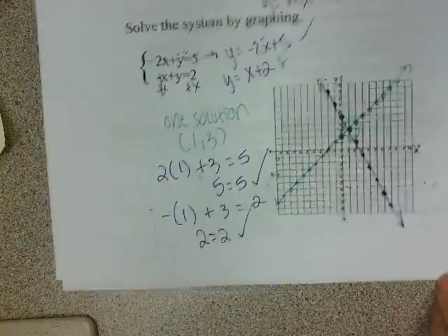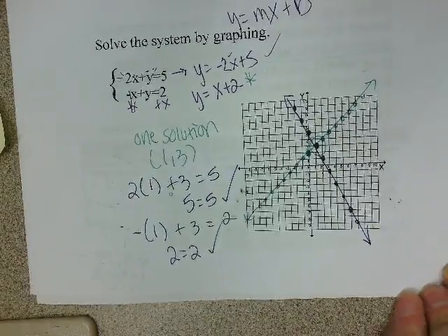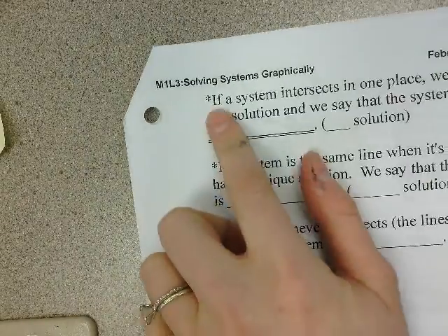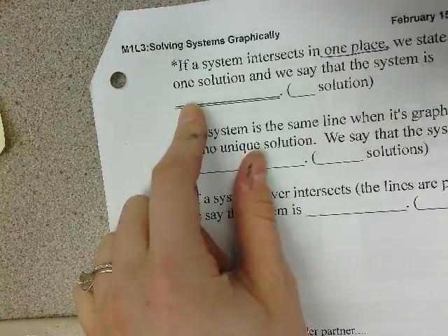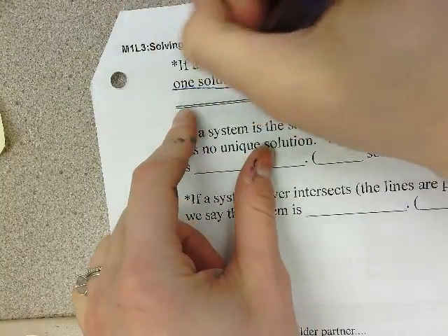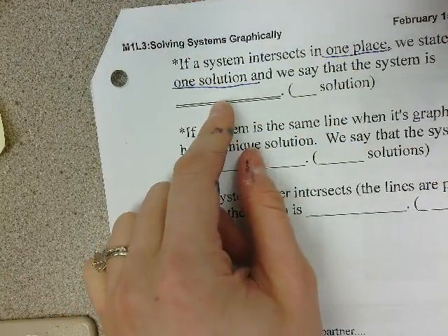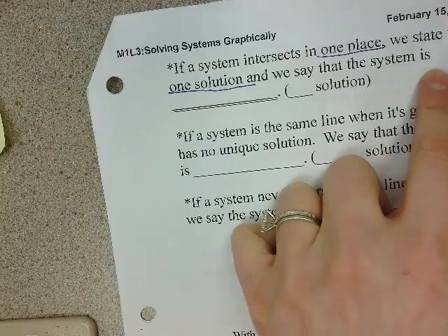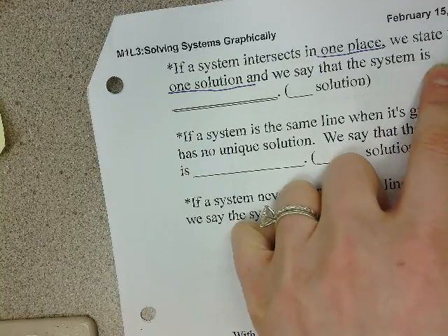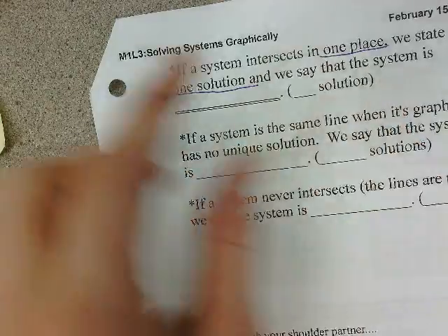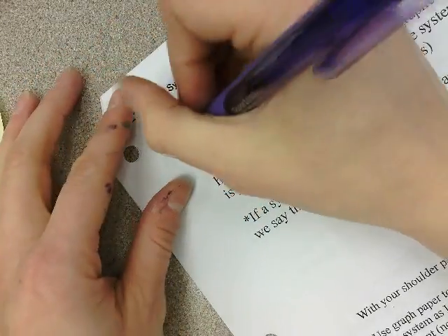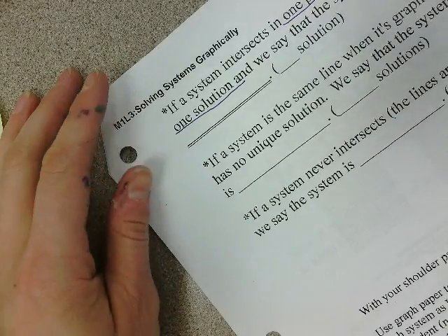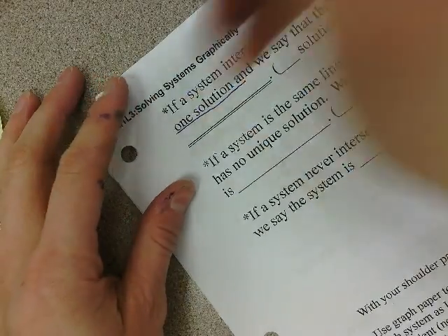What's the next page? Okay. See if I remember all my vocabulary. If a system intersects in one place, we state that there is one solution, and we say that the solution is consistent. Or we say independent, sorry, independent.